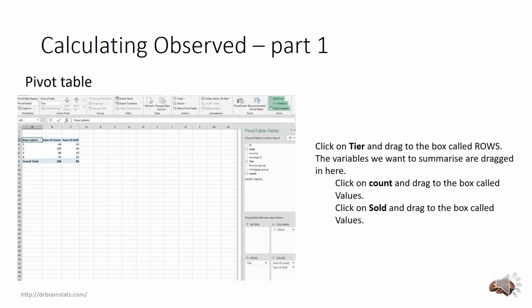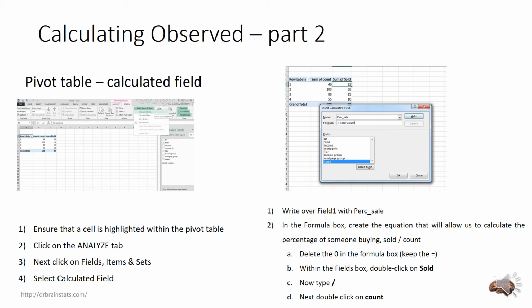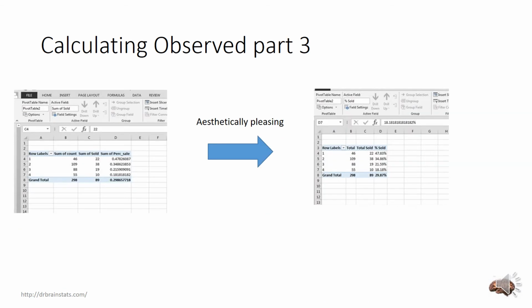So in our pivot table, we will investigate tier first. So that is dragged into the rows box. And into the values, we want count and sold. Our next stage involves calculating the observed, the actual readings. So within our pivot table, we'll be creating a new calculated field as shown on this slide. Our calculated field is equal to sold divided by count. We have now got our observed field.